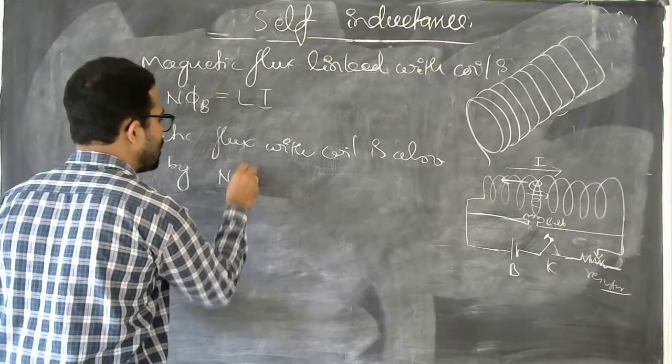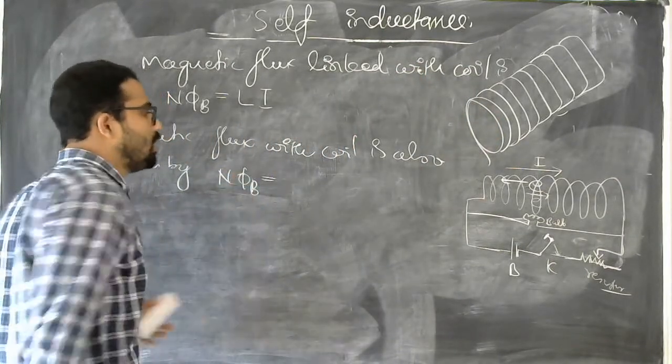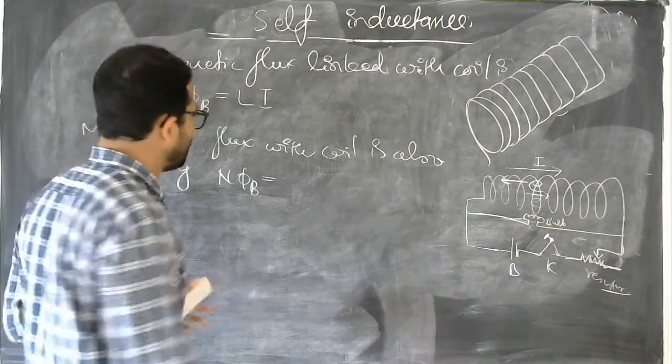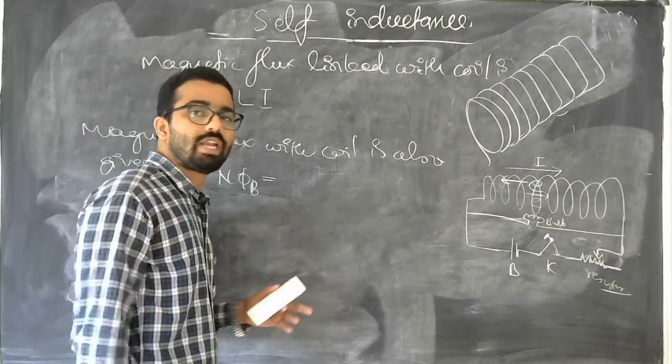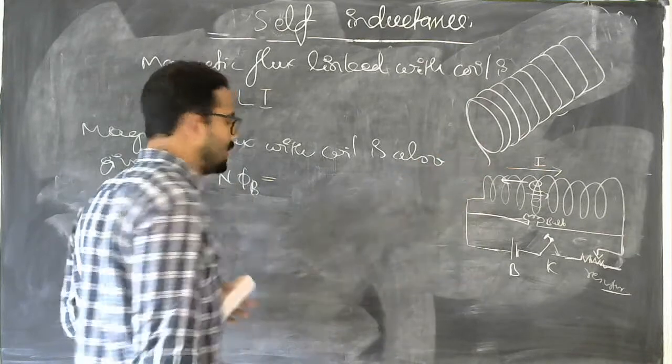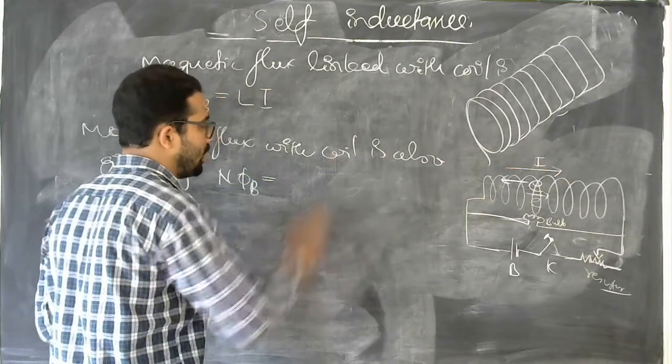So N into phi B is equal to B into A. B into A theta, take it as 0, it will be 0 there. B into A, no need to worry about it.